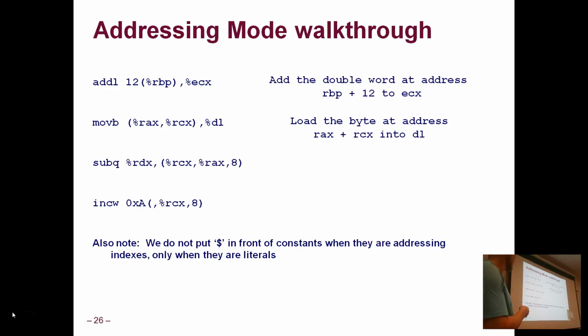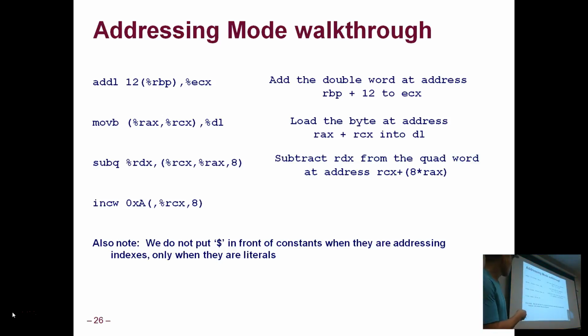Subtract quad %RDX into (RCX, RAX, 8). This says subtract the register RDX from the quad word stored at this address. This is a memory mode, and the address for this is 8 times RAX plus RCX. So that stores the result at that address.